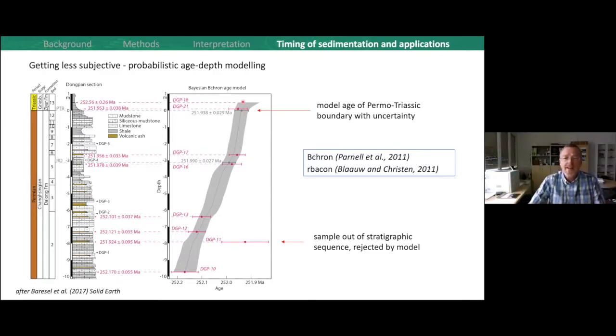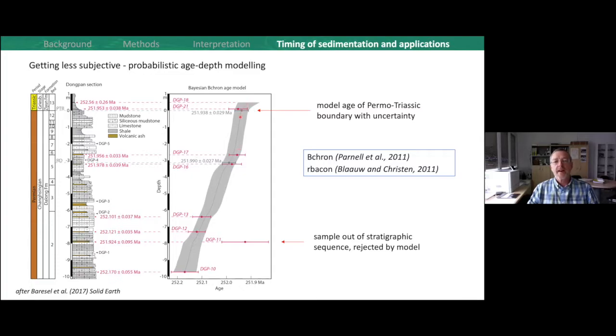And now we apply... There are many different codes on the market, and some of you are very actively contributing to this. But the two mostly used, at least the two which were used by my group here, are Bchron and Bacon, which have a bit different possibilities of putting prior assumptions into the equations. And now we can calculate through these dated red spots the best estimate of an age-depth model.